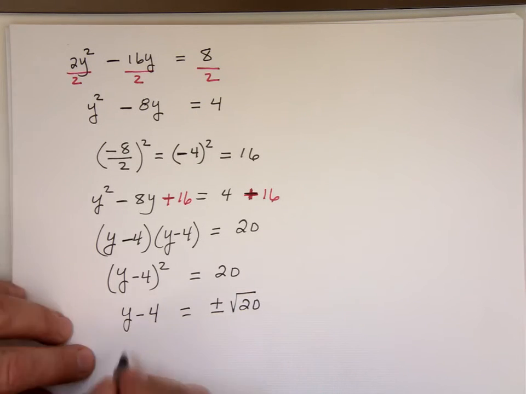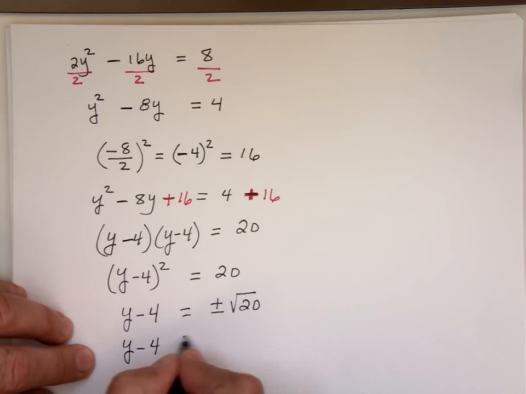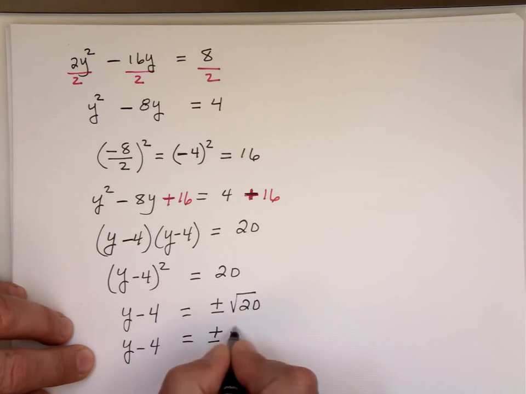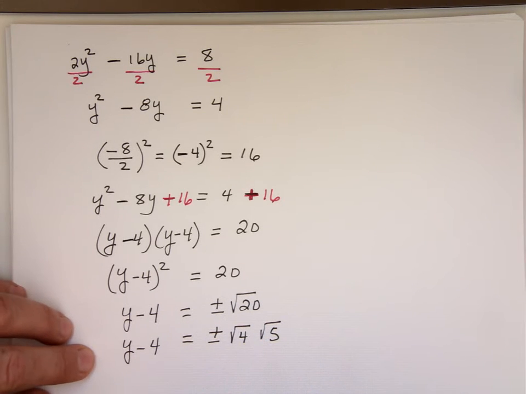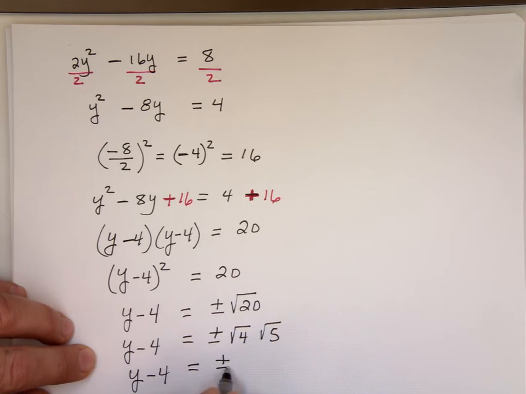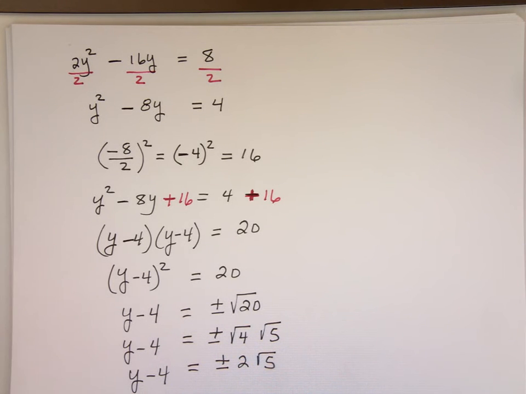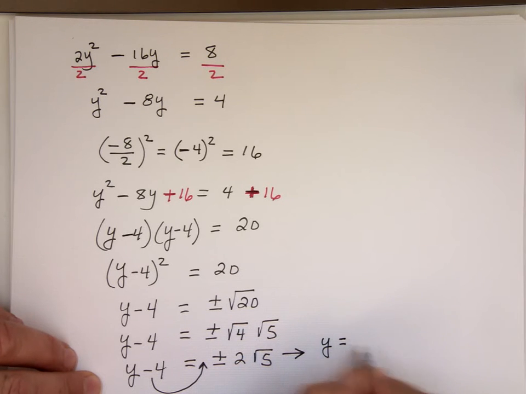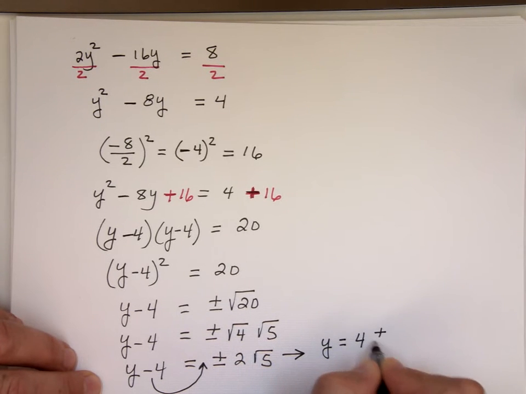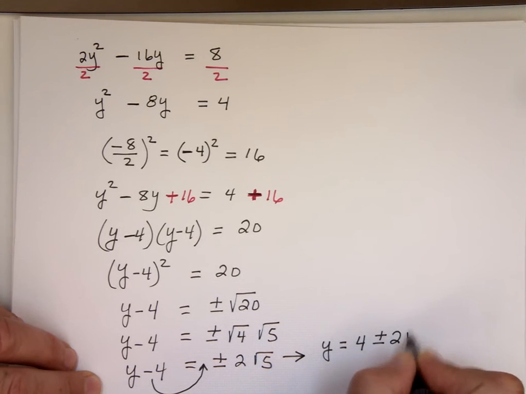y minus 4, I can simplify the square root of 20. 20 is 4 times 5. y minus 4 equals plus or minus 2 the square root of 5. And the only thing I'm going to do here, because I can't solve for y minus 4, I need to take the minus 4 to this side. And if I take it to that side, this becomes y equals 4 plus or minus 2 the square root of 5.